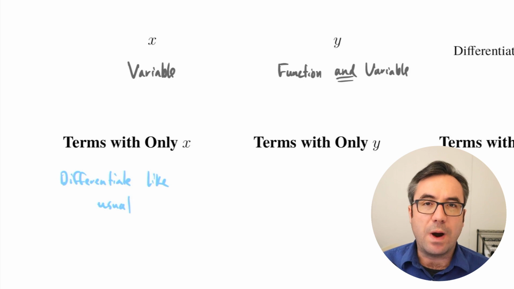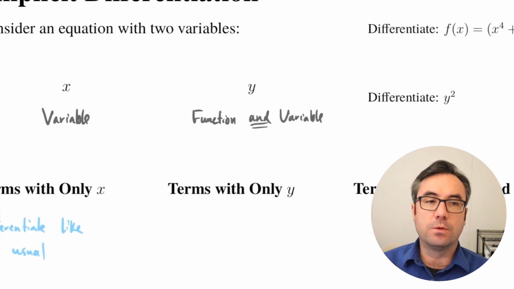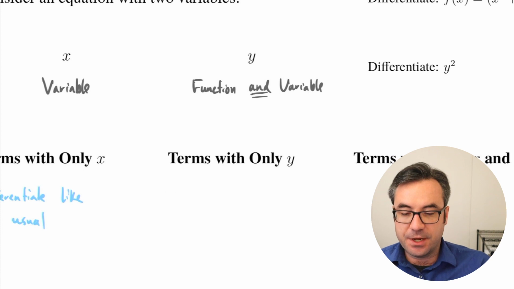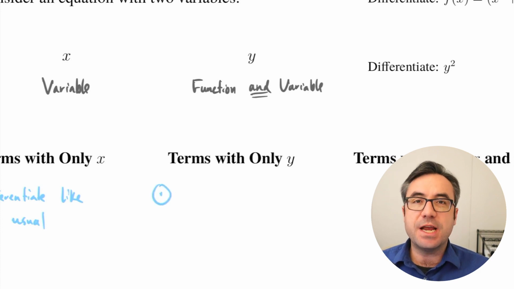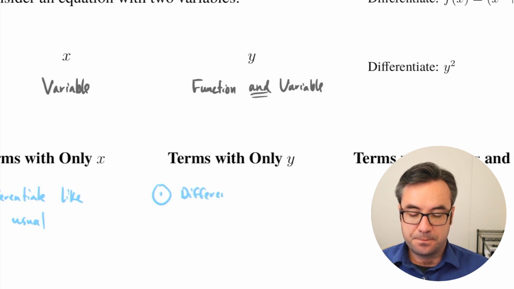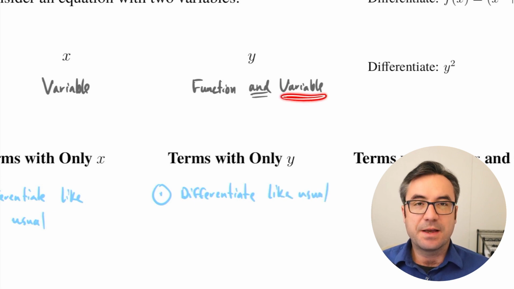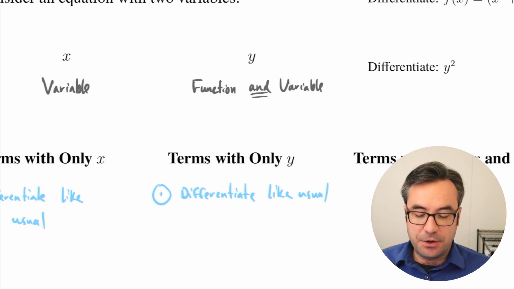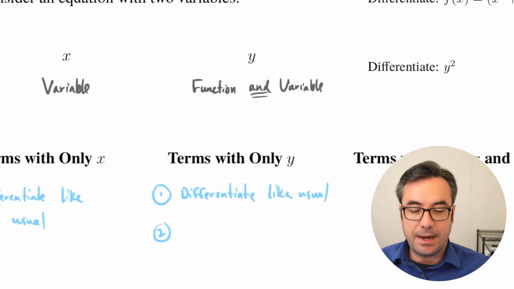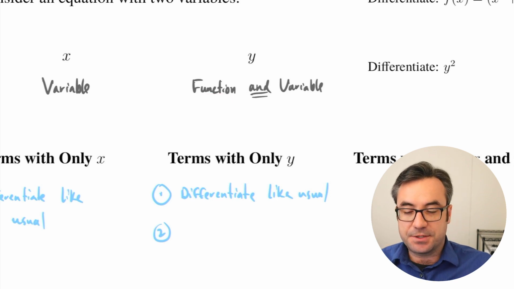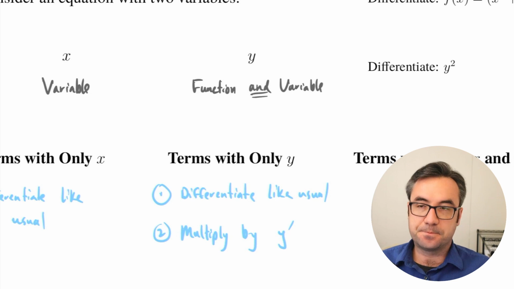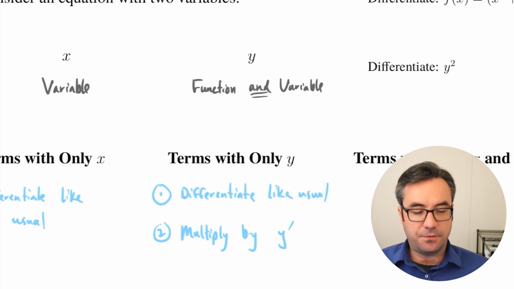All right. Now, what about that y term? What about a term involving only y? Well, there are two things that we do. The first thing we do is differentiate like usual. That comes from the variable side of y here. So y is a variable, and we're just going to differentiate it like usual. But we're also treating y like a function of x, so we're going to do something else. We're going to multiply the result by y prime.